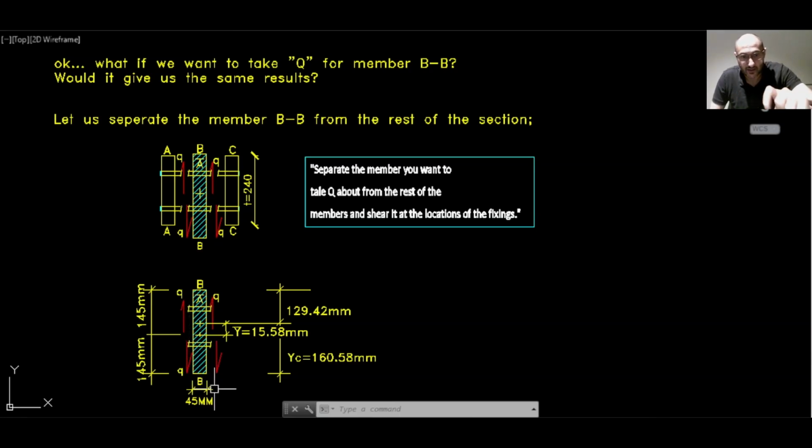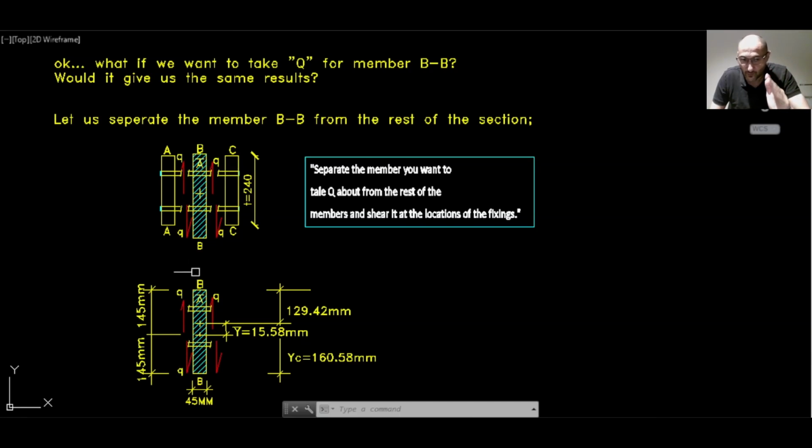If we take BB and separate the rest of the elements from it, then we look at it and ask, how many shear planes do we have now running through the fixings? In this case, we have 2 shear planes, not 1. So the bolts will shear at 2 locations, and we will have shear flow on either side of element BB.